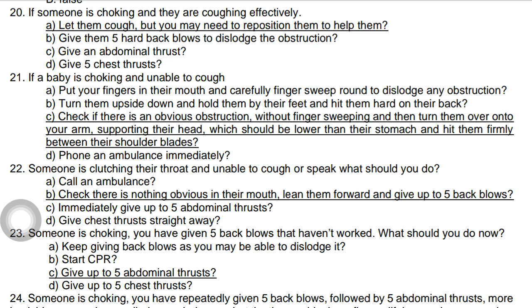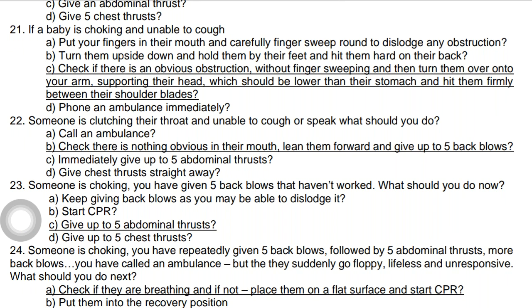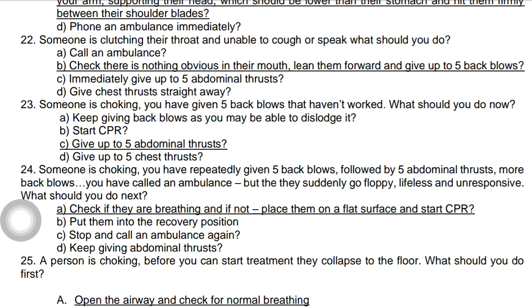If someone is clutching their throat and unable to cough or speak, what should you do? Check if there is nothing obvious in their mouth, lean them forward and give up to 5 back blows. So you give back blows. If someone is choking and you have given 5 back blows that haven't worked, what should you do now? Give 5 abdominal thrusts. Place your hand above the navel in case there is a blockage in their airway passage.